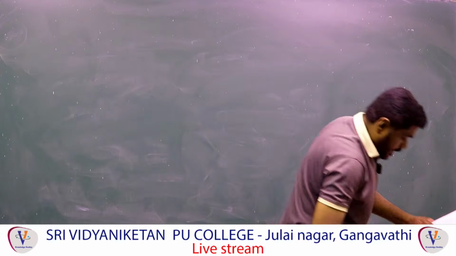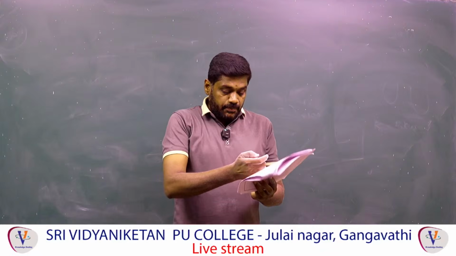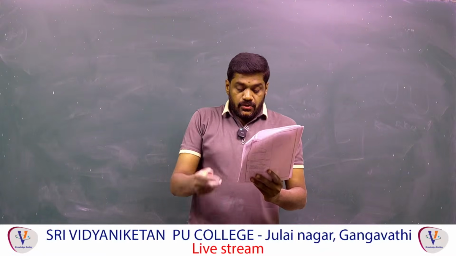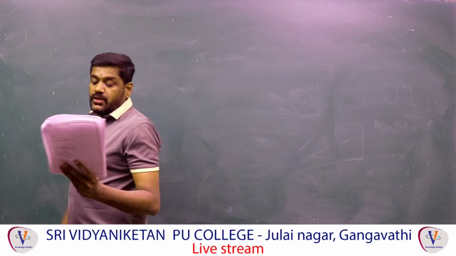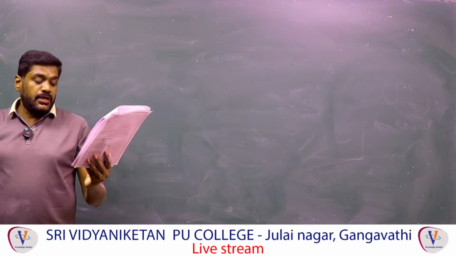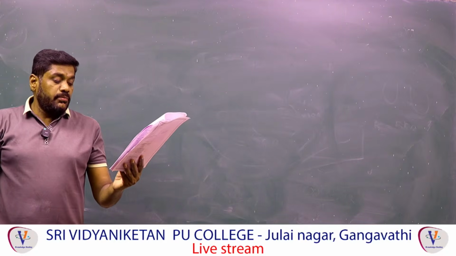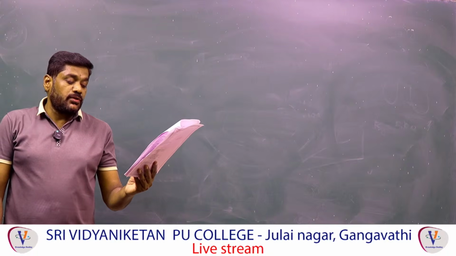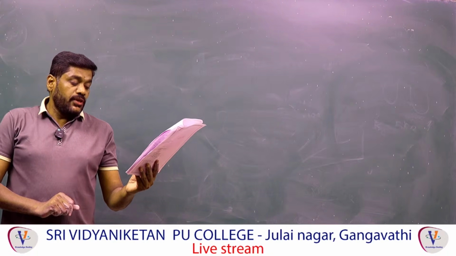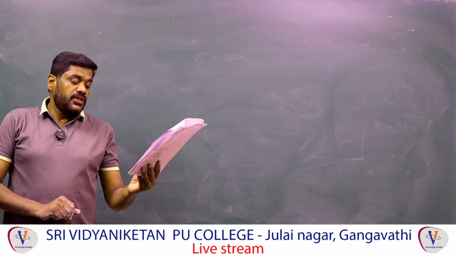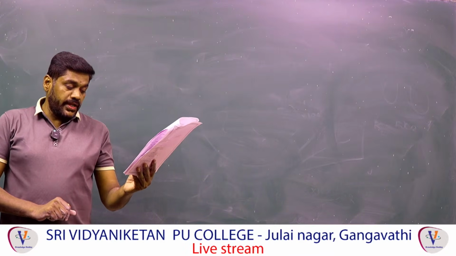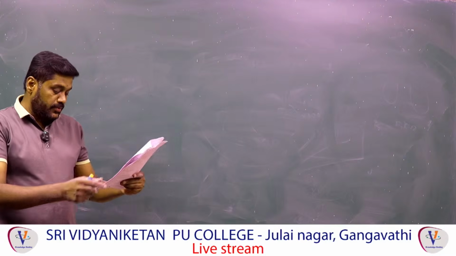Question number 40. Three charged particles are placed on a straight line as shown in the figure. Q1 and Q2 are fixed, but Q3 can be moved under the action of the forces from Q1 and Q2. Now, if Q3 is in equilibrium, then what is the relation between Q1 and Q2? They are asking that.